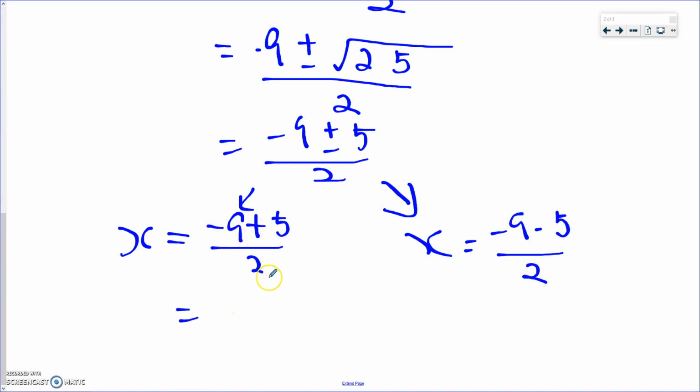So that's negative 4 divided by 2, negative 2. Negative 9, negative 5, negative 14 divided by 2, negative 7.